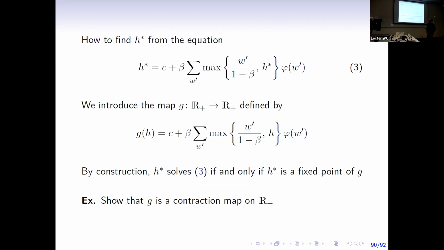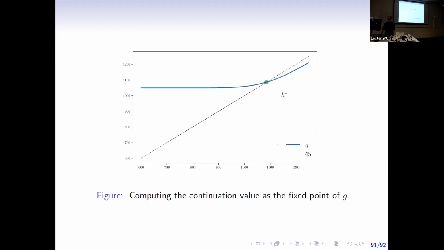So I design g such that an h satisfying g of h equals h is going to be a solution to equation 3. And now I'm going to say, hey, well, g is a pretty nice function. In fact, it's a contraction. It looks something like that. So we just take this function, and because it's also a contraction, I can start anywhere. Just apply g and apply again, and apply again, and I'm going to converge to H star.